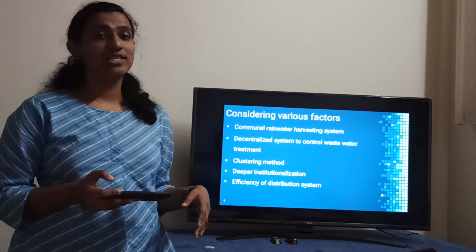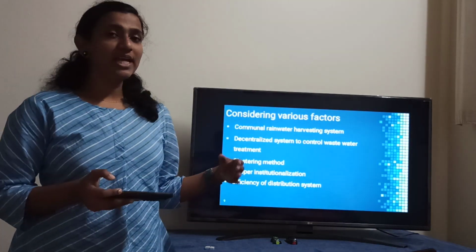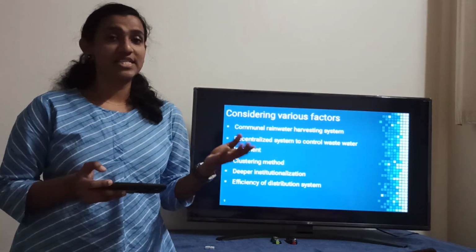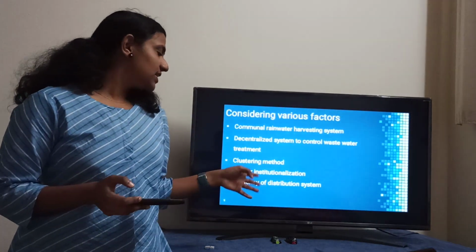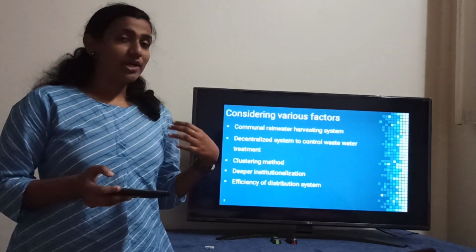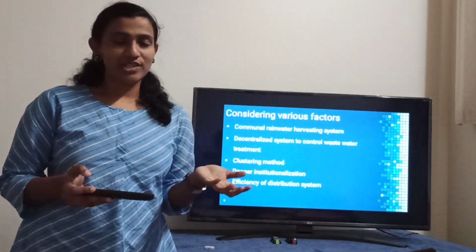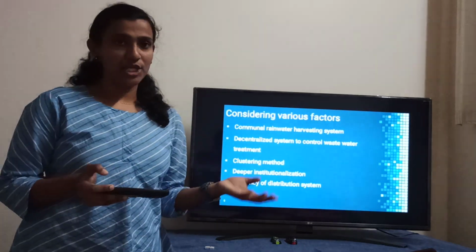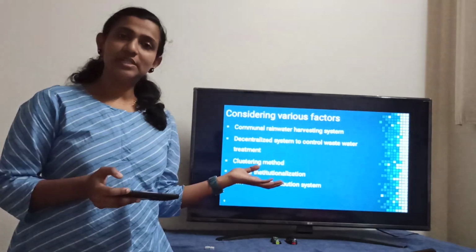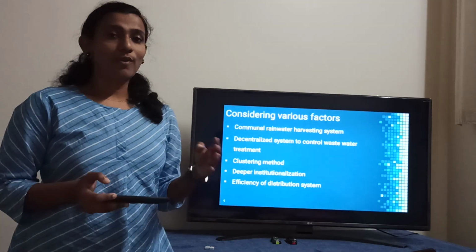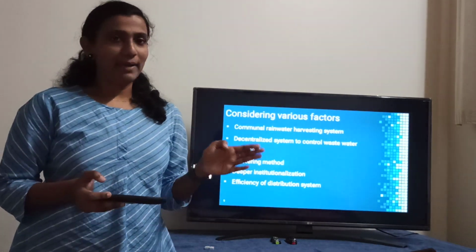The next one is institutionalization. Deeper institutionalization facilitates improvements in water management. The last one is the distribution system. The introduction of artificial intelligence influences the water management system. Here in this study, microcontrollers were introduced to monitor the water losses in pipelines.